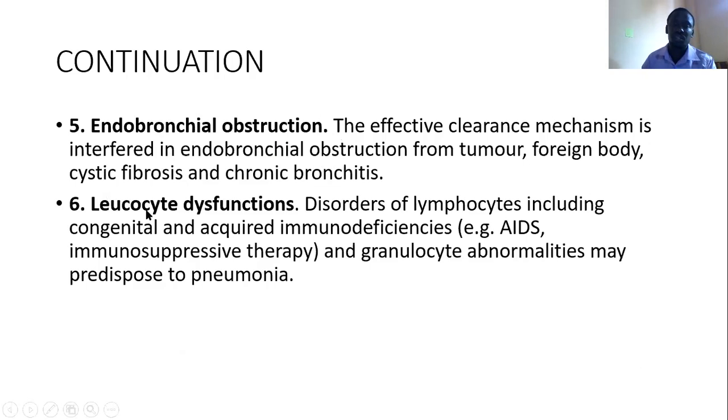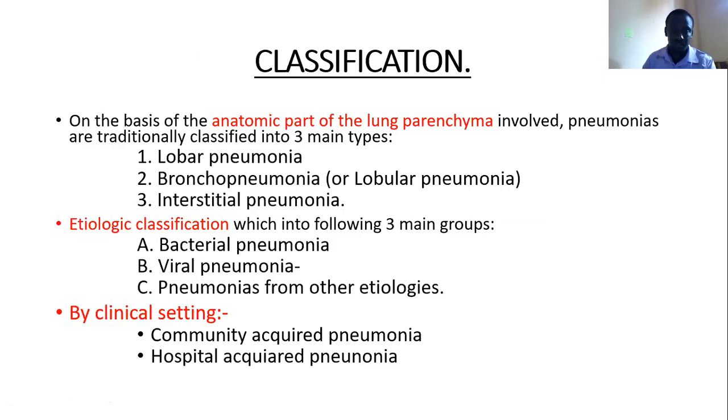We also have leukocytic dysfunctions, such as those who have acquired immunodeficiencies like HIV and AIDS, and immunosuppressive therapies, the chemos. Somehow they tend to cause leukocytic dysfunction. But again, the disorders of the lymphocytes can be congenital or acquired. So in the case of acquired, you have AIDS and immunosuppressive therapies.